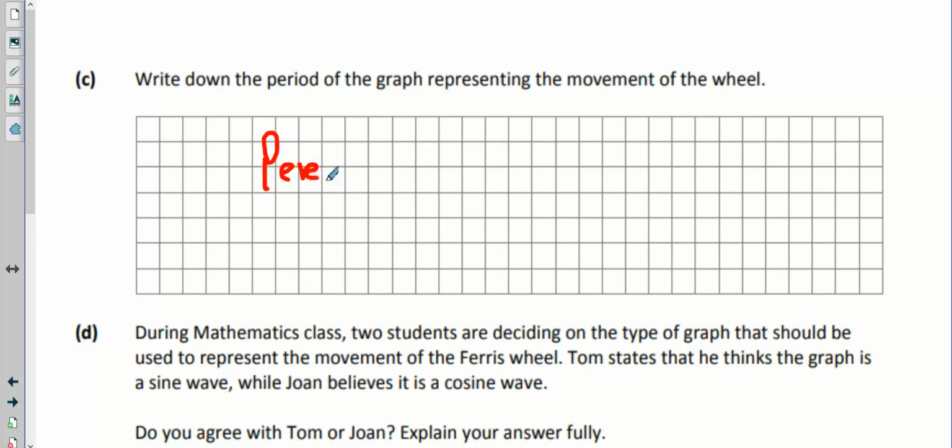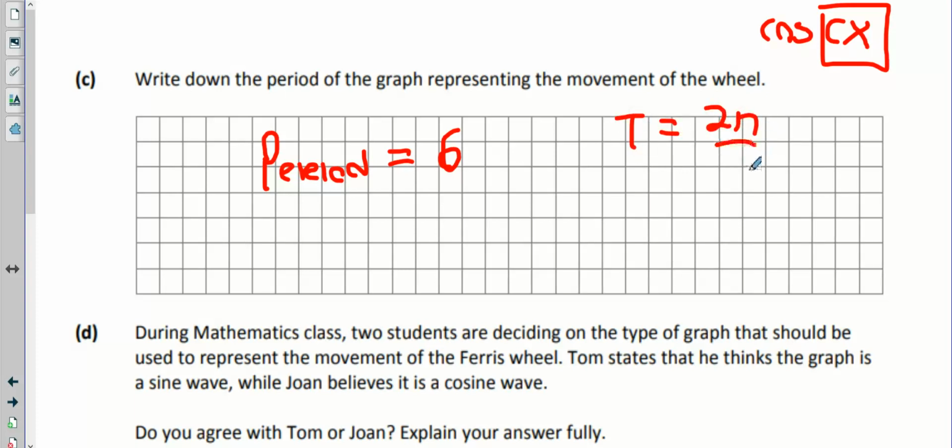Now, while we're here, I might as well find out the other way. It's going to be cos cx. We have to find out what the c value is, don't we? We're going to do that now. What's the formula for period? 2 pi over c. 2 pi over c is 6. So c equals what? And what is 2 pi over 6?